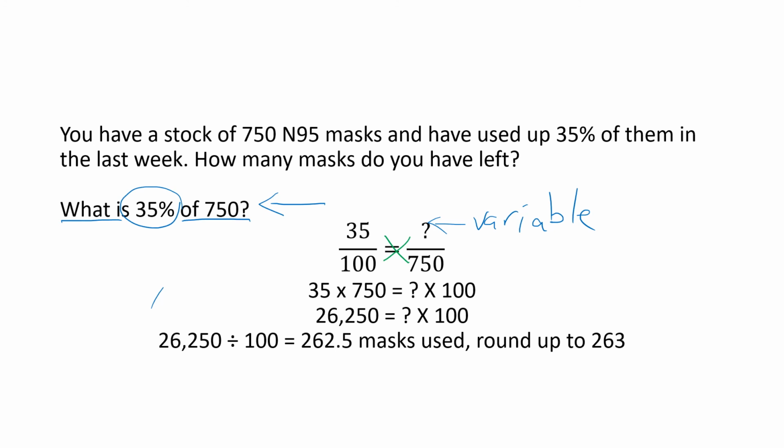So we'll do 35 times 750, set that equal to 100 times our variable. 35 times 750, so there's step 1, step 2. 35 times 750 is 26,250. Now we're going to divide by the number multiplied to our variable. So we get 26,250 divided by 100 equals 262.5 masks that you've used. We'll round that up to 263.